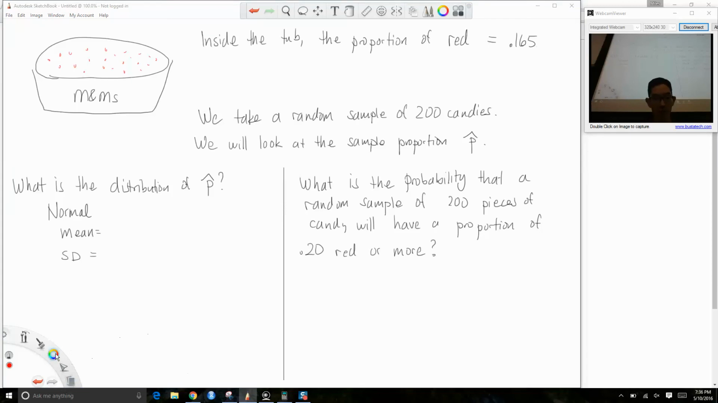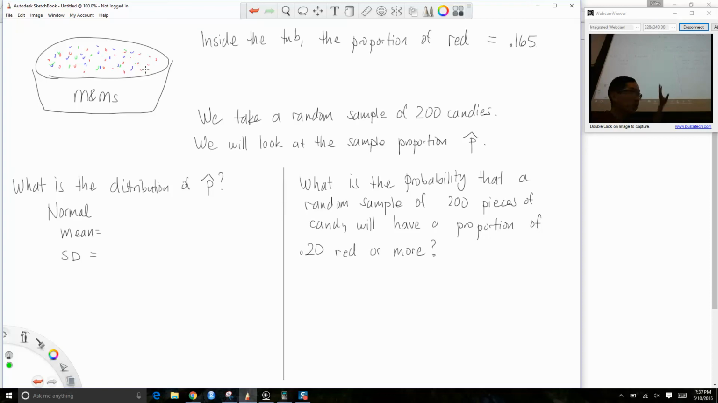So here I've got M&Ms in the tub. Inside the tub, the proportion that's red is 16.5%, 0.165 are red inside the tub. Okay? I'm going to take a scoop out, 200 pieces of candy. When I take this scoop out, I could end up getting lots of red candies. I could also get very few red candies. It's just a random mix.